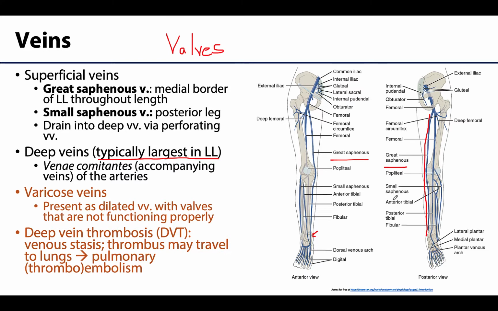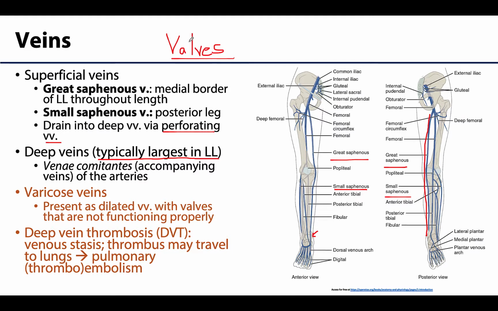The small saphenous vein is going to be associated with the posterior leg. So it's running in that superficial fascia of the posterior leg, and it will drain into the deeper popliteal vein. The superficial veins will consistently drain into the deep veins via what's referred to as perforating veins, and these are fairly prominent in the lower limb. And so these perforating veins will penetrate the deep fascia and also contain valves. So valves, valves, valves, very important.